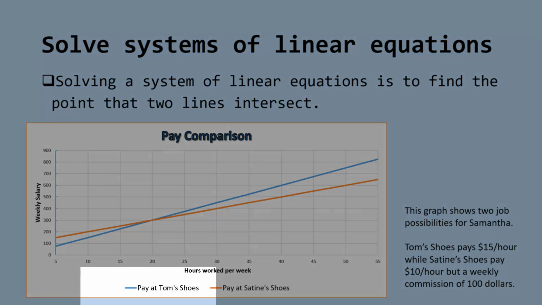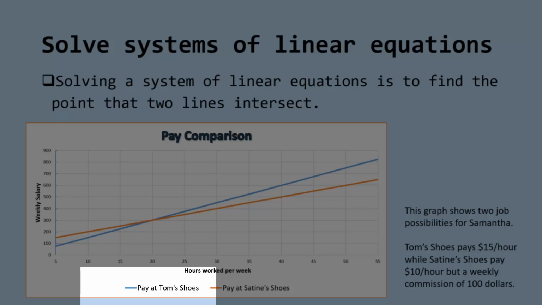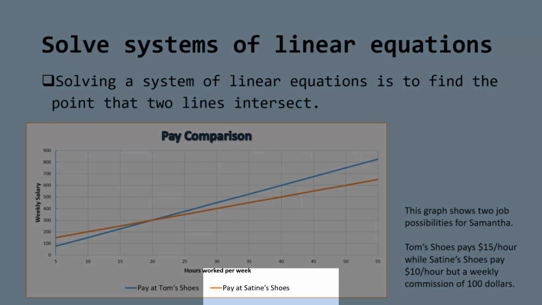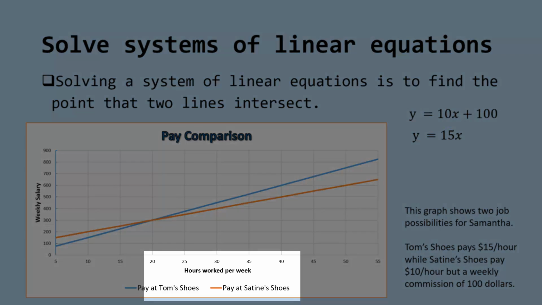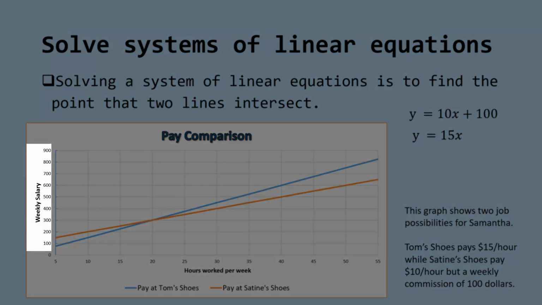She could take a job at Tom's Shoes and get paid $15 an hour, while Satine Shoes pays $10 an hour, but a weekly commission of $100. So we can see the two equations here. The blue line is Tom's Shoes, represented by y equals 15x, or $15 per hour. And Satine's is the red line, represented by y equals 10x plus the $100 commission, where x is the number of hours worked and y is the weekly salary.